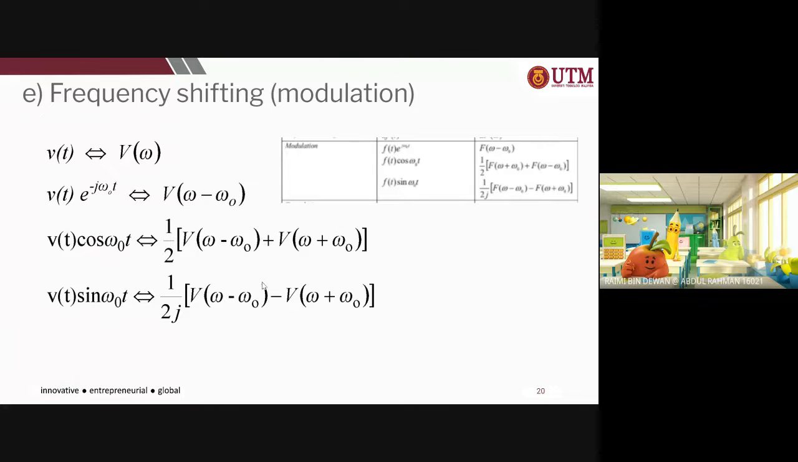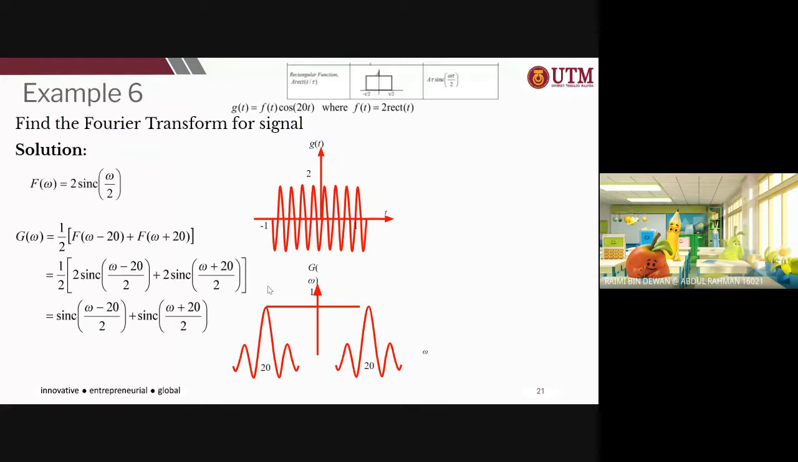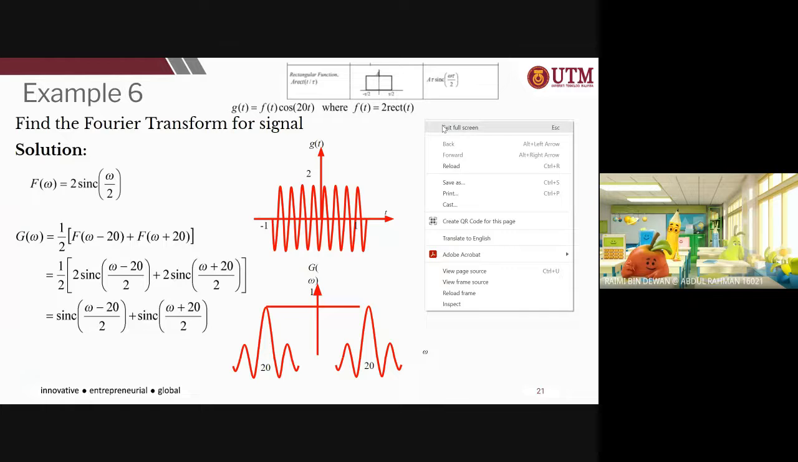Oh, it's given here. So example 6, find the Fourier transform for the signal. Given the signal is g(t) equals f(t) cos 20t, where f(t) is actually 2 rect(t).